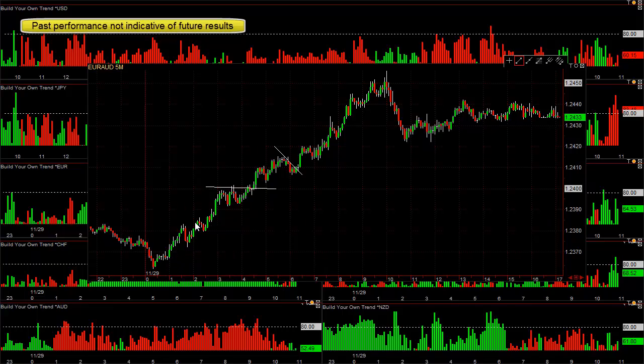So if you were watching this currency, you might have bought this breakout here. Everyone would have been well aware of this currency right here, and then it just took off.